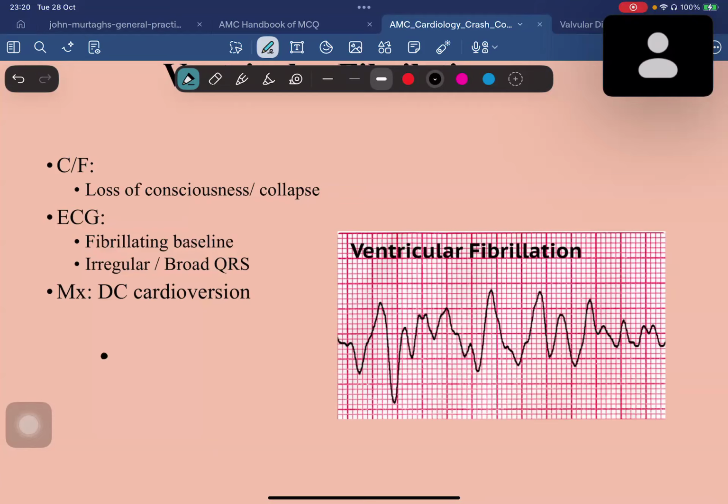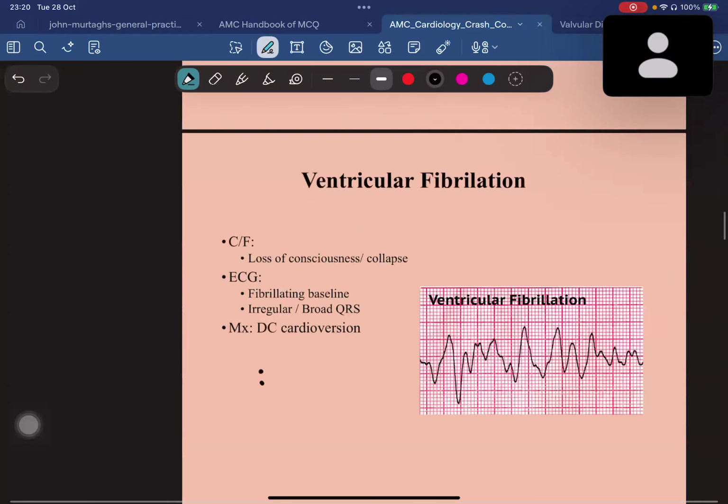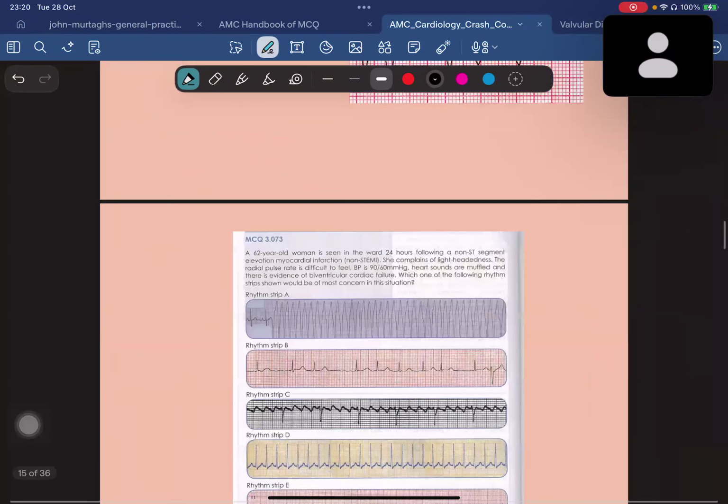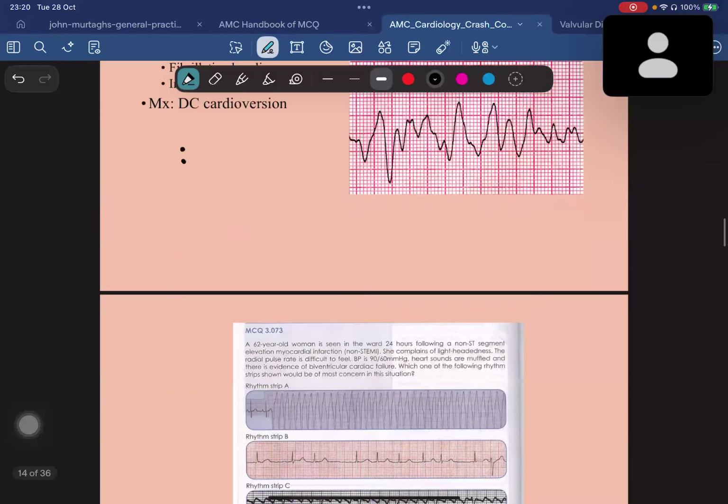There's another thing I wrote down to remember the management for hemodynamically stable and unstable patients. I think I included it here. We'll discuss that while we go down.